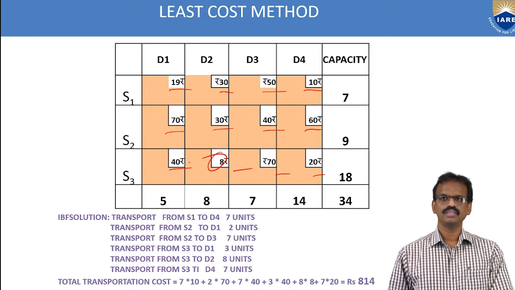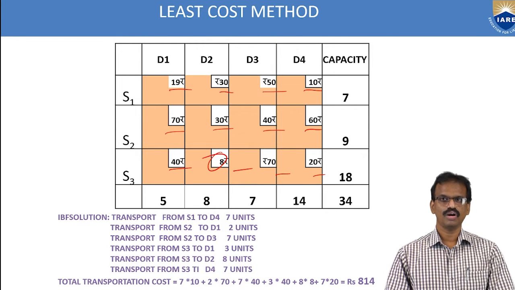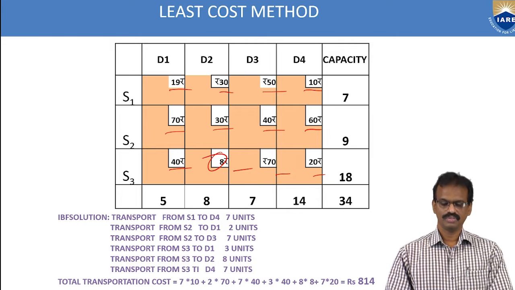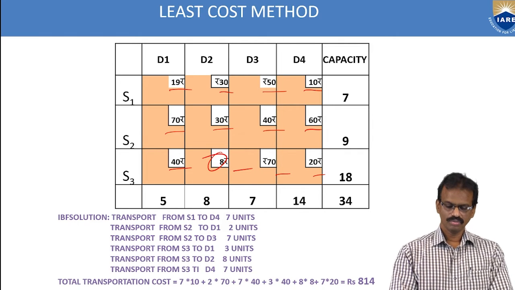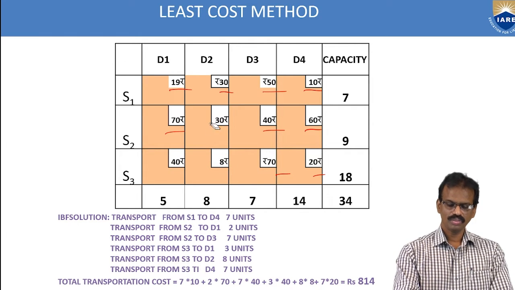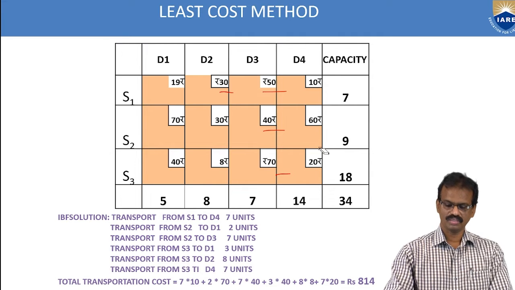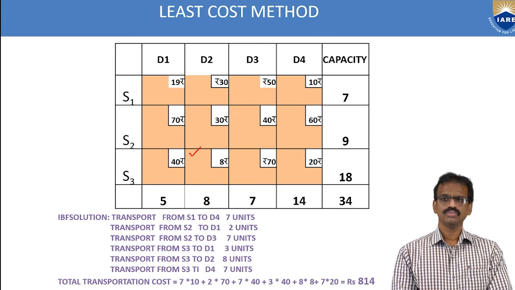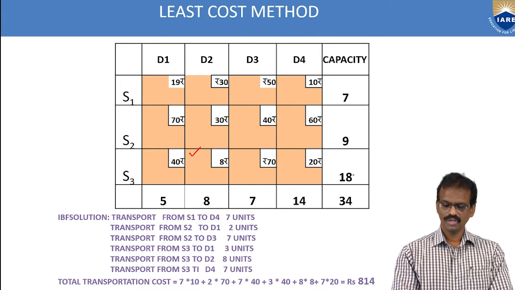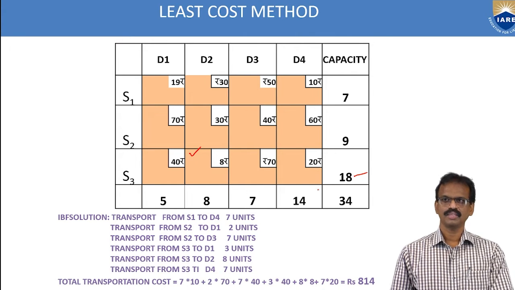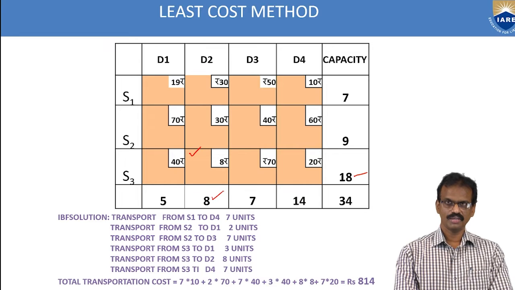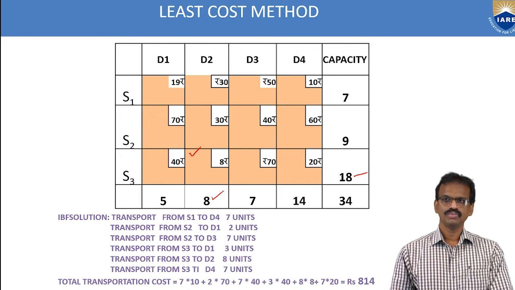Okay? So 8 is the least cost. So you have to allocate 8 to this cell first. Just know the procedure of allocation. In the allocation, we have to allocate this cell. For this cell, there are two values. One is the supply, that is 18. Another one is the demand, that is 8. So there are two values.